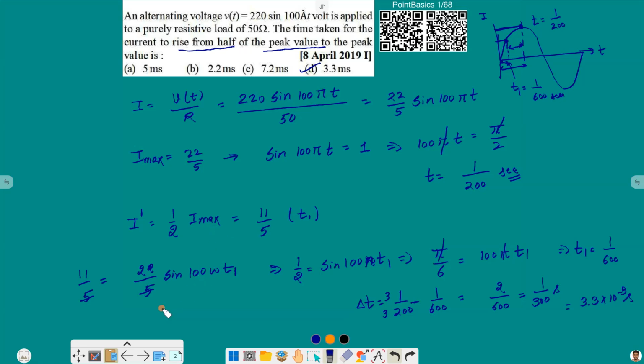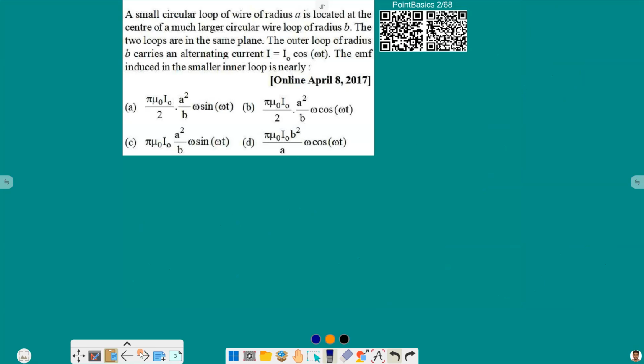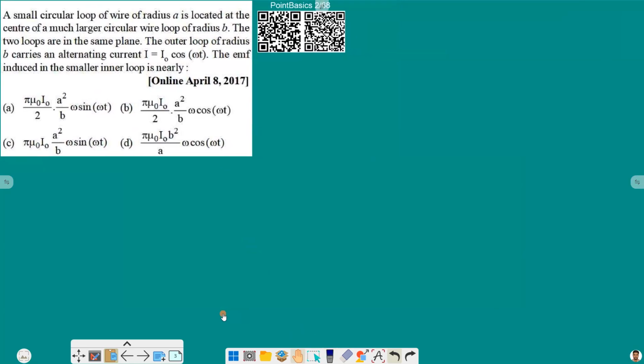Let's move to the next one. So a small circular loop of wire of radius A is located at the center of a much larger circular loop of wire of radius B. Two loops are in the same plane. Outer loop of radius B carries a current. The EMF induced in the smaller loop is nearly. So we have to find EMF in the smaller loop. Let's draw two loops.